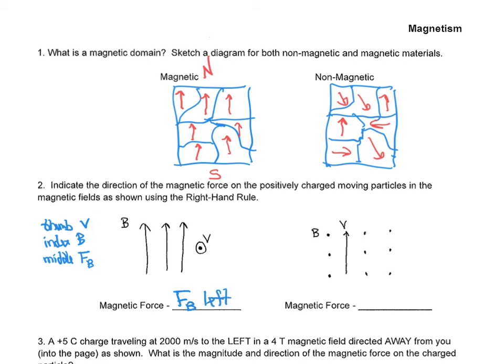All right, number 2, here we have the velocity is up, the magnetic field is out towards you, that's what the dots mean. So if I do that, velocity up, magnetic field is towards me. So our magnetic force is going to be to the right. So magnetic force to the right. Got it. All right, keep on going.